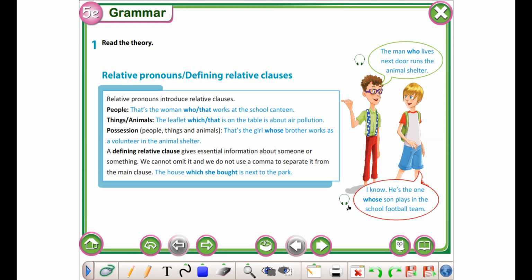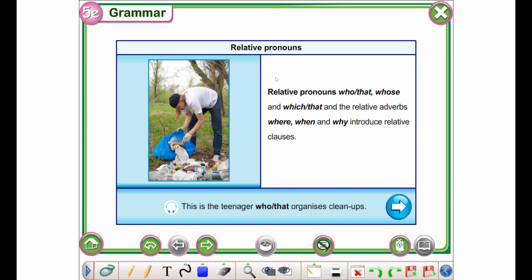Окей. Така, сега, значи най-важното сега е да запомним кога ще има запетая и кога няма да има запетая в английски език. Нека да разгледаме точно тези worksheets. Окей. Значи, относителните местоимения са who, that, whose, which and that, where, където, когато, when, and why, защо. And they are introducing relative clauses.